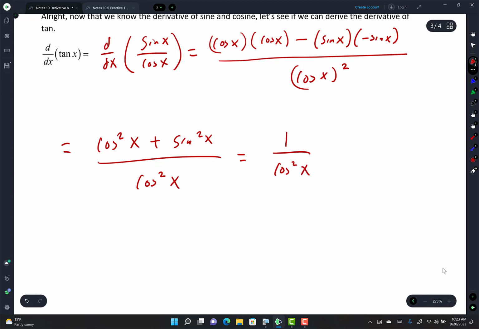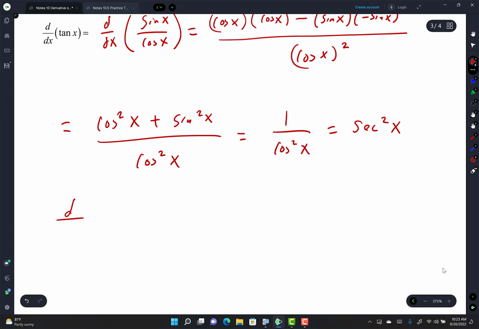And don't leave it like that. I don't want to have a denominator. This is equivalent to secant squared x. So from now on, when someone tells you what's the derivative of tan x, you're going to tell them secant squared x. It's a lot easier to just memorize these, and they're easy to remember.